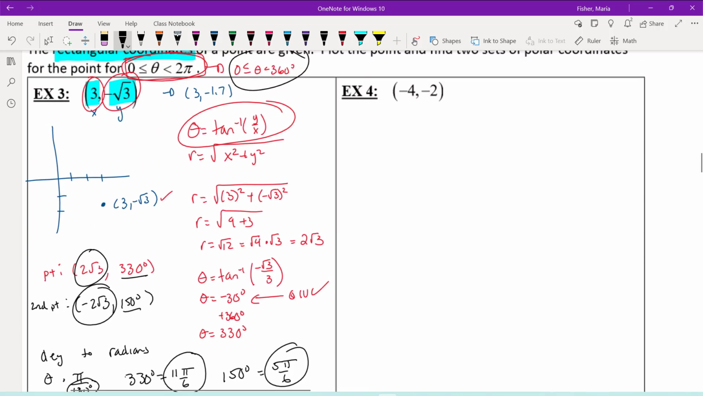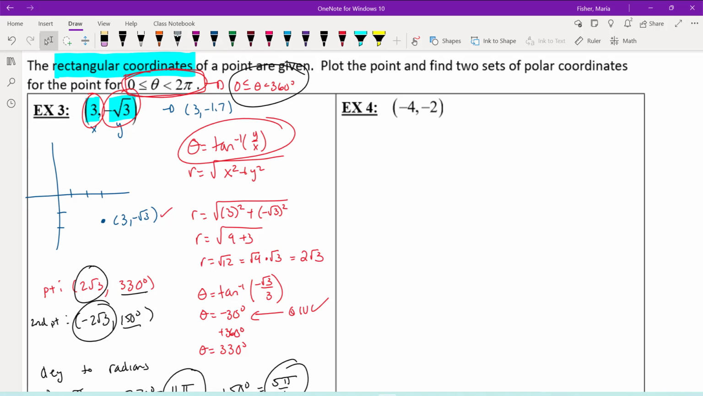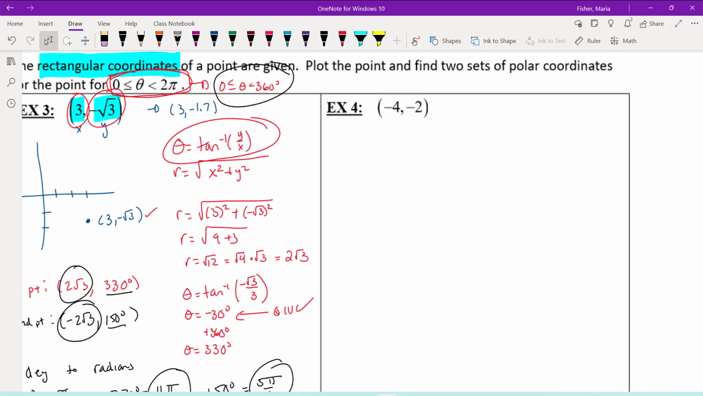Let's do that again for example 4. The first thing I need to do is plot the point. So this is x and this is y because I'm given rectangular and I need to go to polar. So I'm going to negative 4 on my x and negative 2 on my y. So this is the point negative 4, negative 2. Now I need to figure out what is that in polar. So remember, theta is going to be equal to the inverse tangent of y over x, and r is equal to the square root of x squared plus y squared.